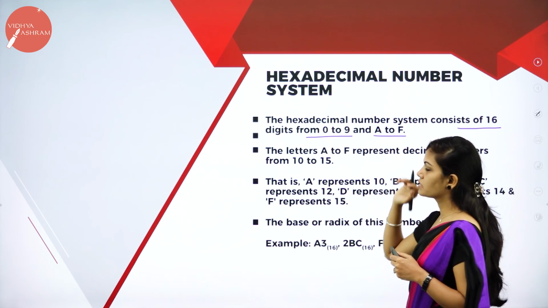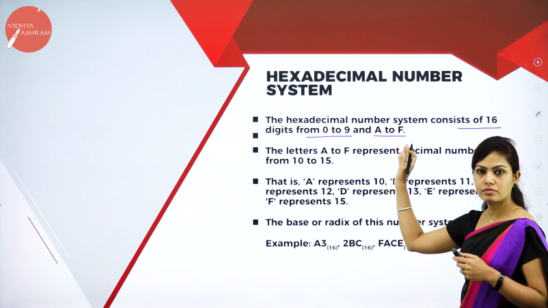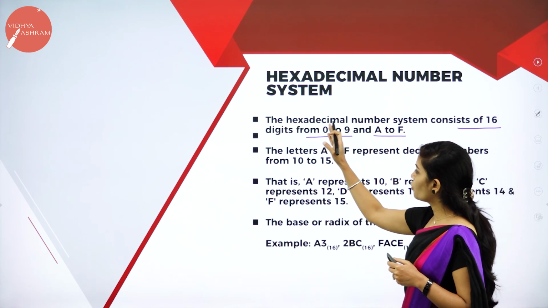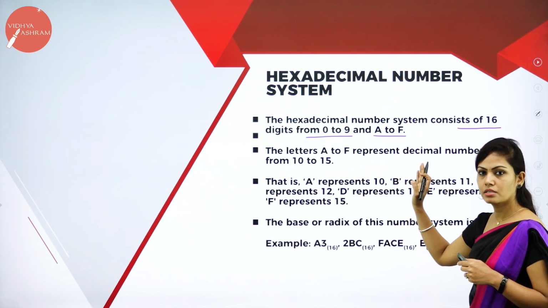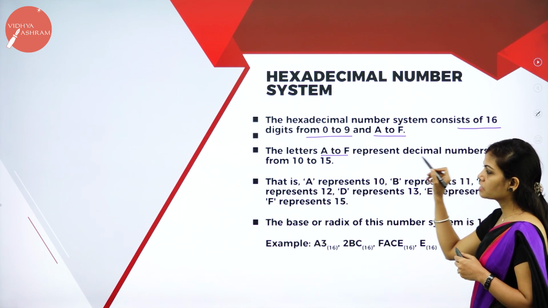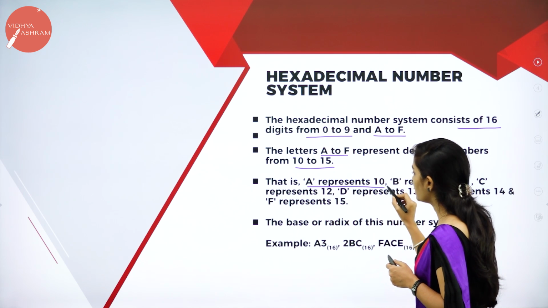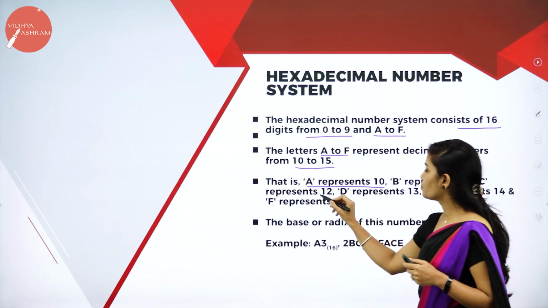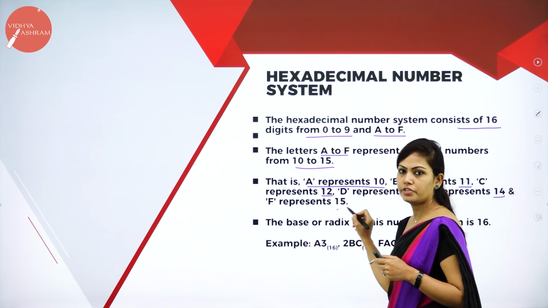Why is A to F a letter? You can't express it as 10, 11, 12, 13, 14, 15. Hexadecimal means 16 values, but it consists of only 0 to 9 numbers and the remaining A to F are letters. So the letters A to F represent decimal numbers from 10 to 15. So what does A represent? A represents 10, B 11, C 12, D 13, E 14 and F 15.